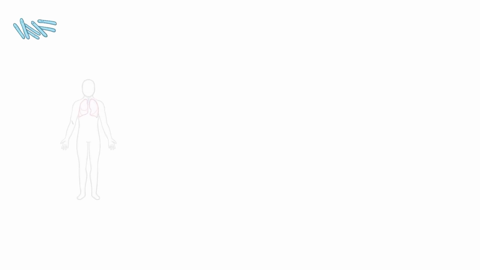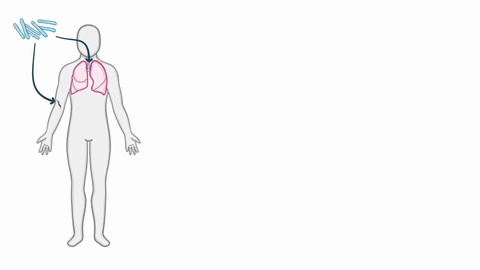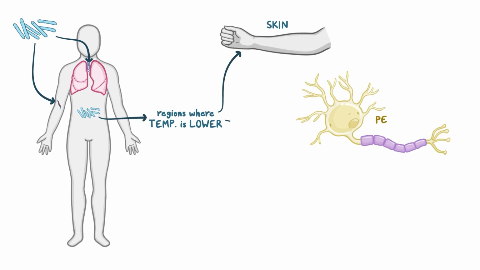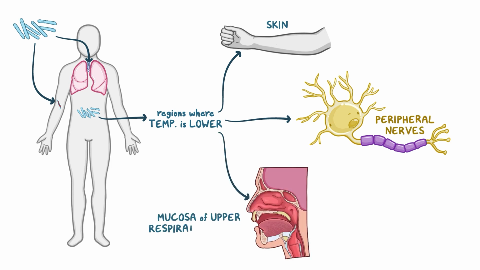Now, Mycobacterium leprae can enter the body through the lungs or broken skin. Once inside the body, it goes for regions in which the temperature is lower than the rest of the body, like the skin, peripheral nerves, and mucosa of the upper respiratory tract.